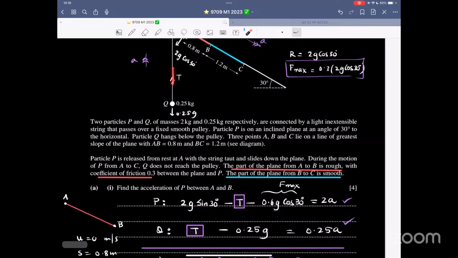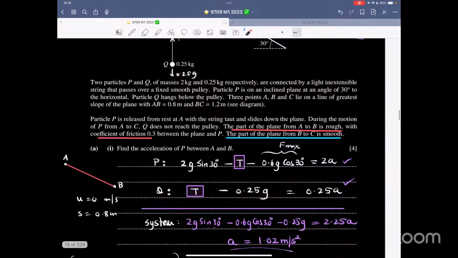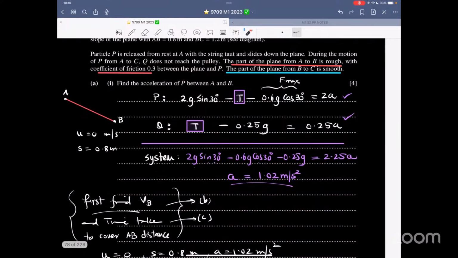For this thing, tension is going up. Q is, the weight is going down. So there is no friction. There is no surface. Friction needs a surface. Tension minus mg is mass into acceleration.